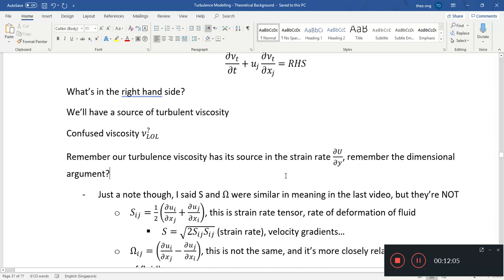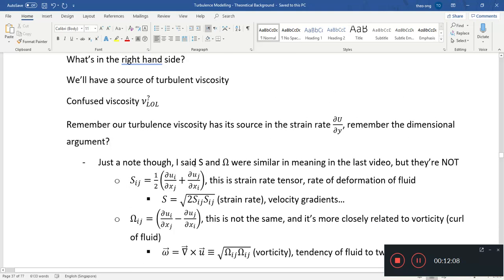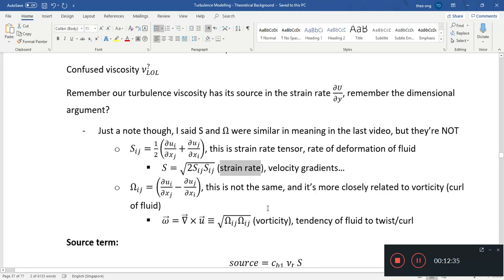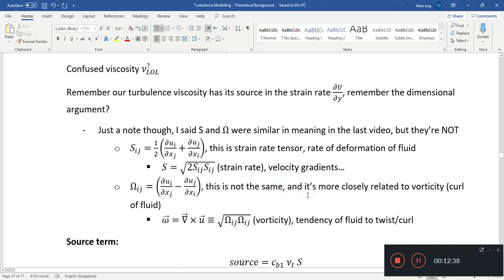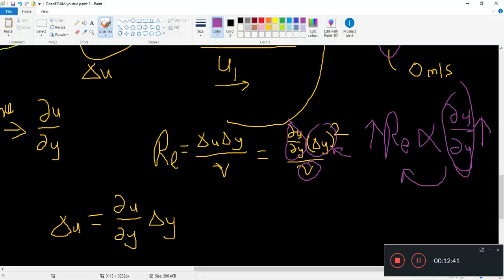And on a side note, I think in the earlier videos I said S and omega were similar in meaning, in the last few videos when I talked about the K omega SST, but they're not. I mean, the terms contained in both of them are similar, I'll give you that. But Sij is the strain rate tensor. It measures the rate of deformation of the fluid, and S equals the square root of 2 Sij, which is the strain rate, and this has more to do with the velocity gradients, this du dy in 3D.